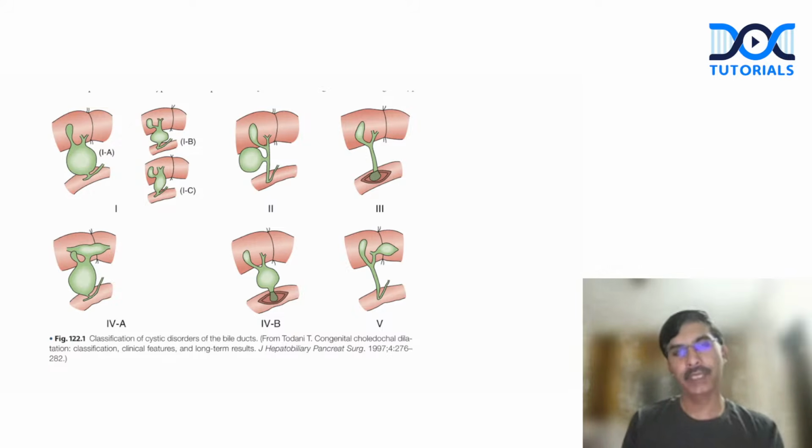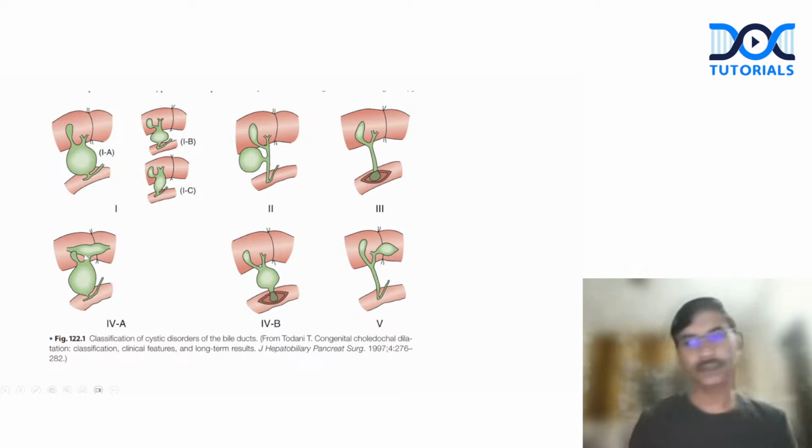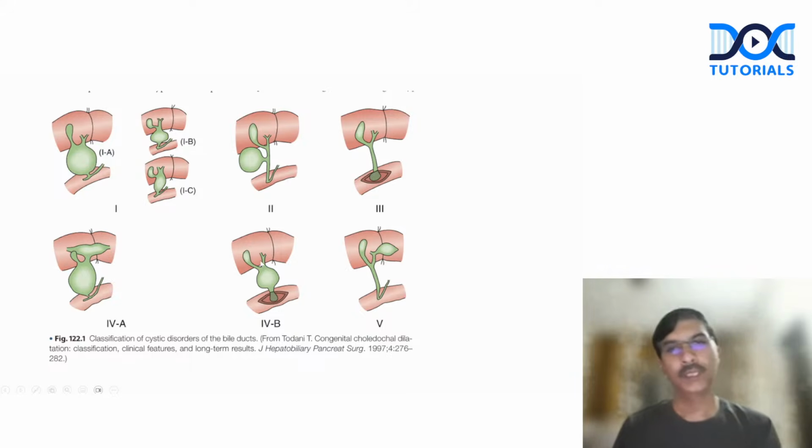Type 4A is dilatation of both intrahepatic and extrahepatic biliary radicals. See clearly, there is a narrowing at the hilum. The dilatation of the extrahepatic and intrahepatic ducts is separated, unlike type 1. Type 4B is only extrahepatic radical dilatation, but multiple. And type 5 is only intrahepatic radical dilatation.